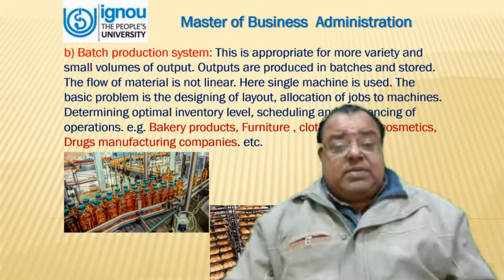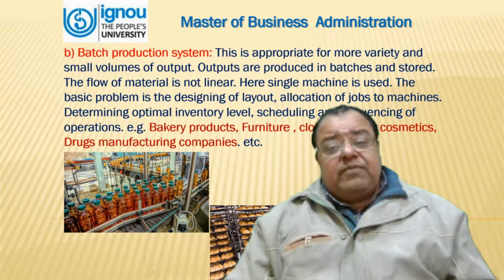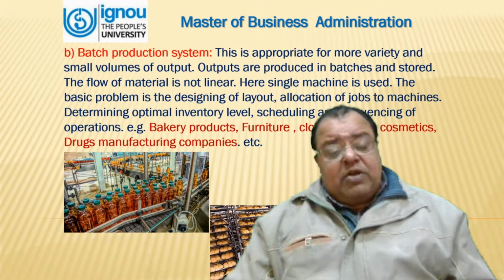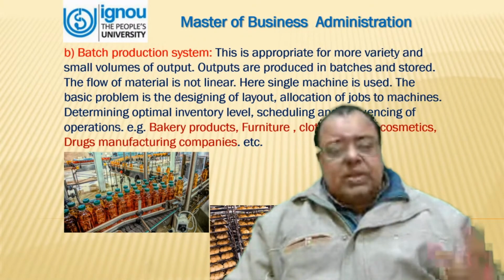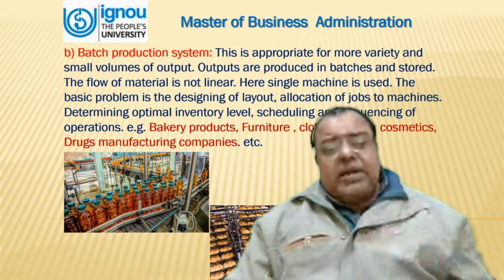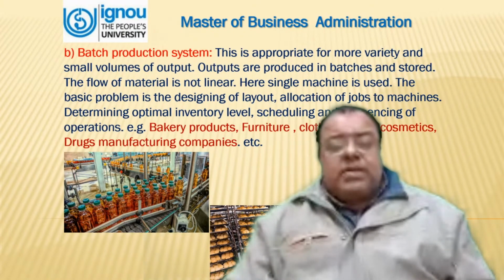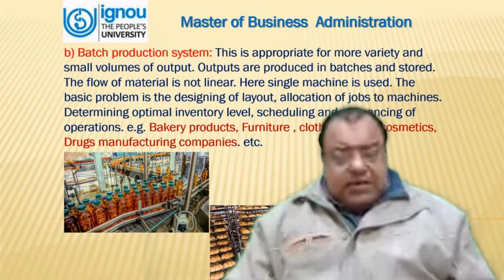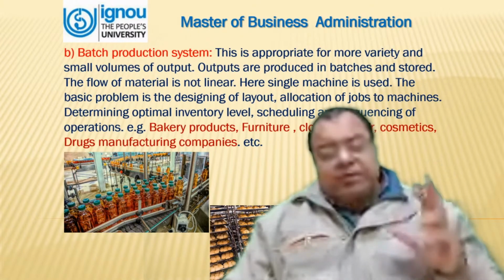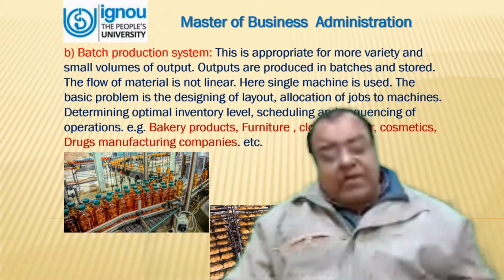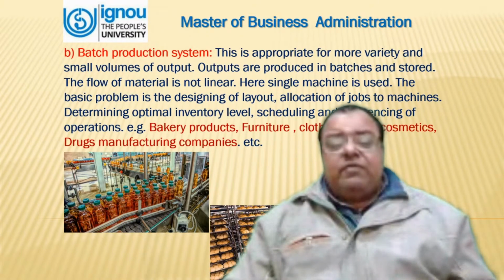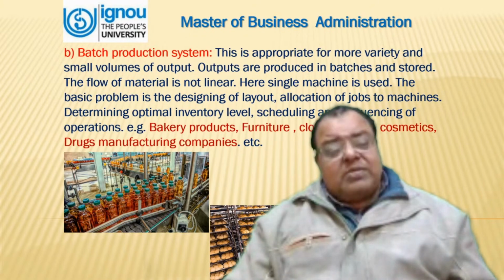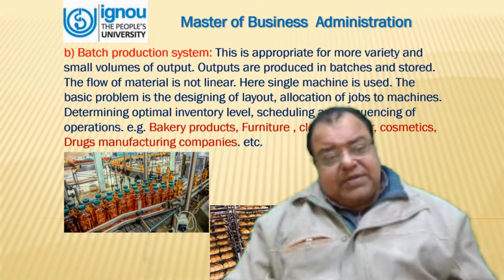Second one is batch production system. This is appropriate for more variety and small volumes of output. Outputs are produced in batches and stored. The flow of material is not linear. Here, a single machine is used. The basic problem is the designing of layout, allocation of jobs to machines, determining optimal inventory level, scheduling and sequencing of the operations. The examples are bakery products, furniture, cloth maker, cosmetics, drug manufacturing companies.